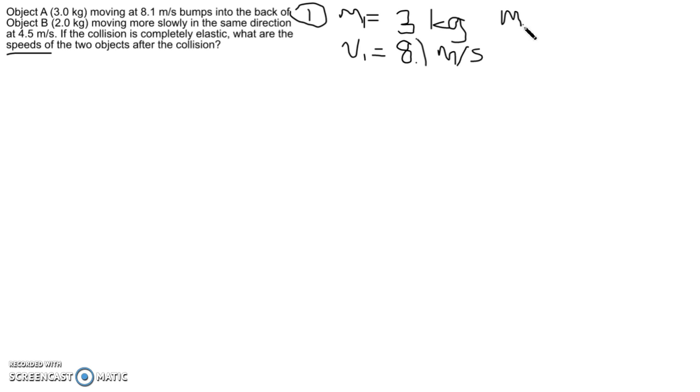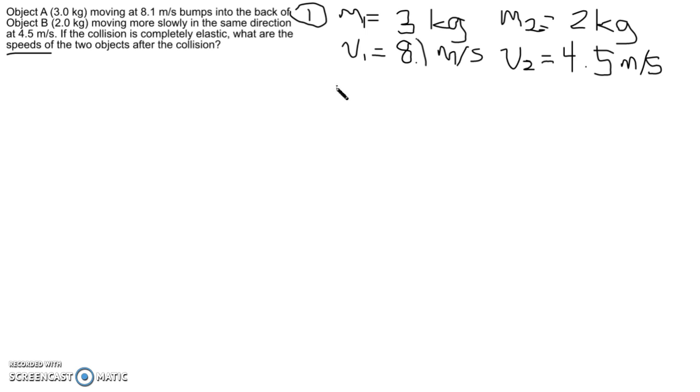Then your second object has a mass of 2 kilograms and a velocity of, well, these are initial velocities, so an initial velocity of 4.5 meters per second. Okay, so we have this data.